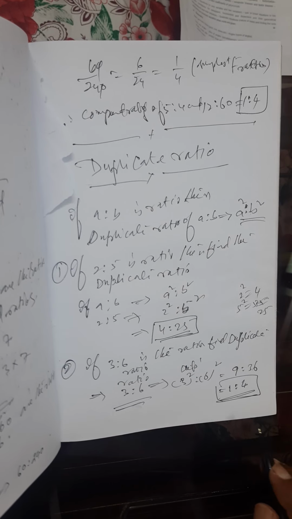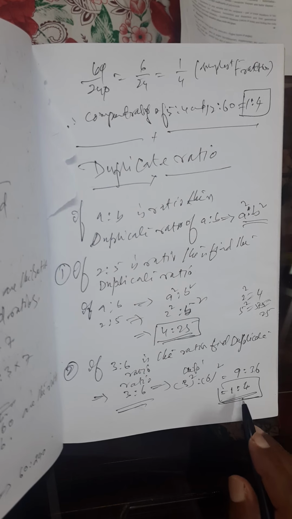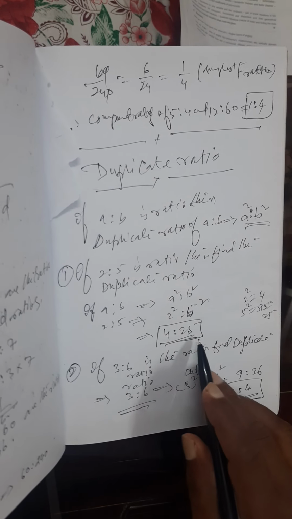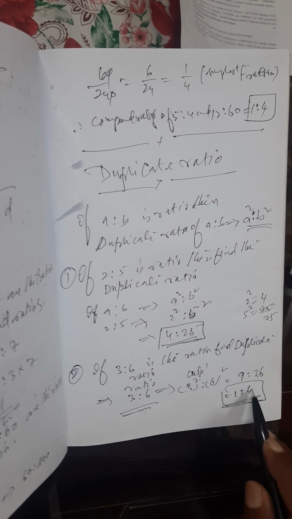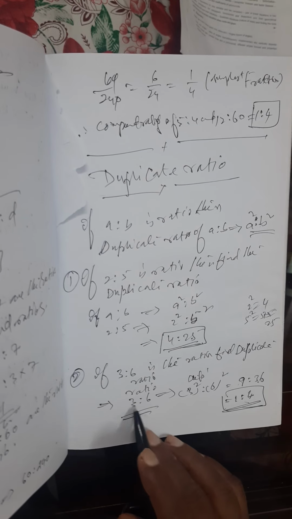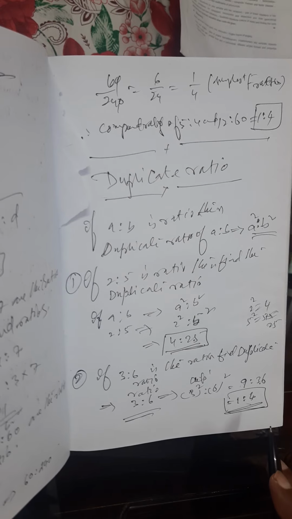So this is your duplicate ratio. Just take the square of that. If it can be simplified, you simplify, or otherwise keep it like that. Here it goes with 9: 9 ones are 9, 9 fours are 36. So this is the duplicate ratio of the given 3:6. So like this we can find the duplicate ratio.